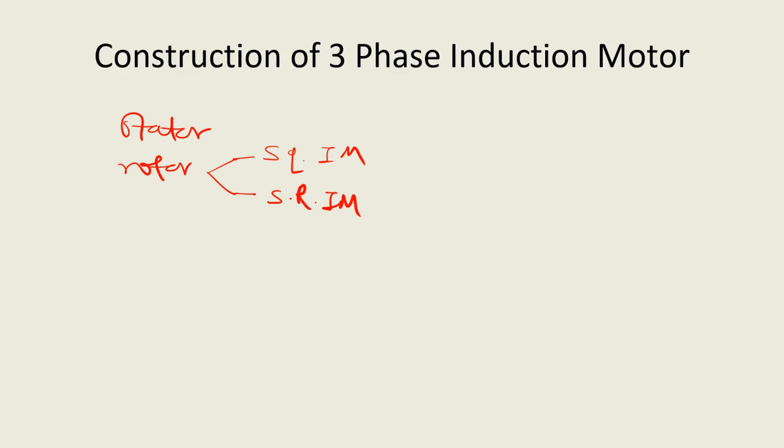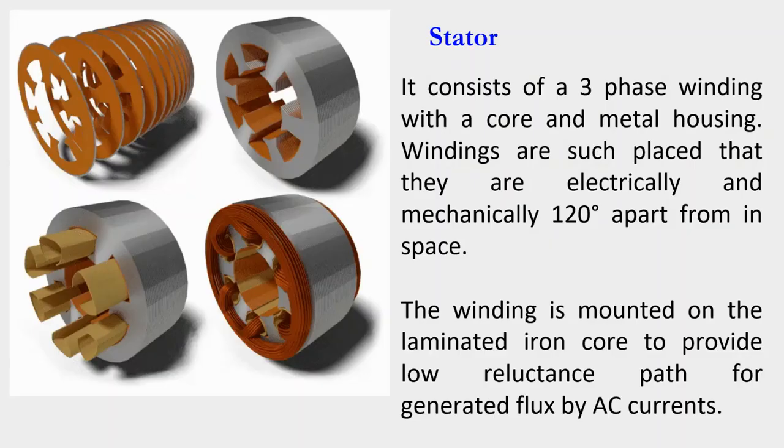So the rotor is separated from the stator by a small air gap which ranges from 0.4 mm to 4 mm. So the gap between stator and rotor is 0.4 mm to 4 mm. It will depend upon the power of the motor. So let us start with the parts. The first part is stator.